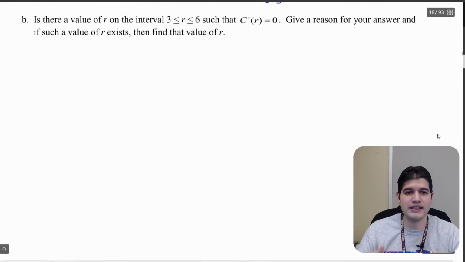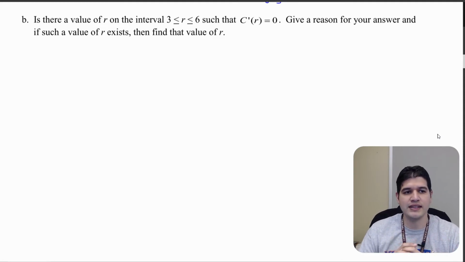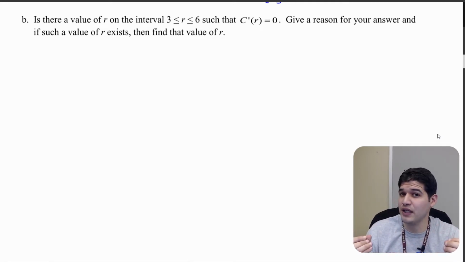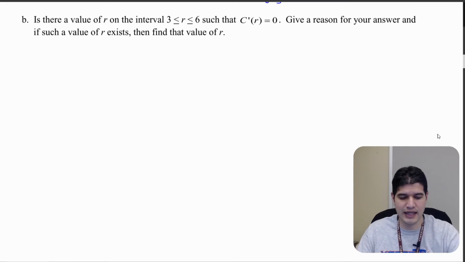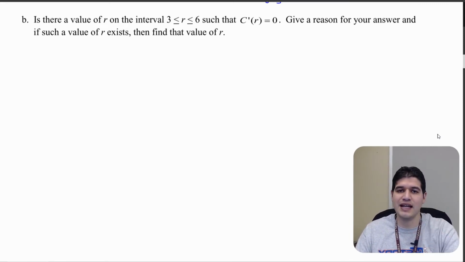So now we have our second question. Is there a value of r on the interval from 3 to 6 such that C prime of r equals 0? Give a reason for your answer, and if such a value of r exists, find that exact value. So again, you want to be thinking, on the interval from 3 to 6 where that derivative equals 0. You can use the mean value theorem, but what this is getting at is Rolle's theorem. Since I used the mean value theorem last time, I'm going to be using Rolle's theorem here.